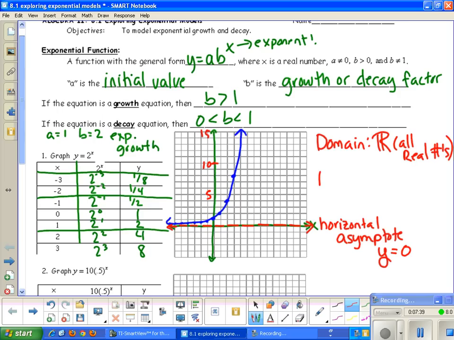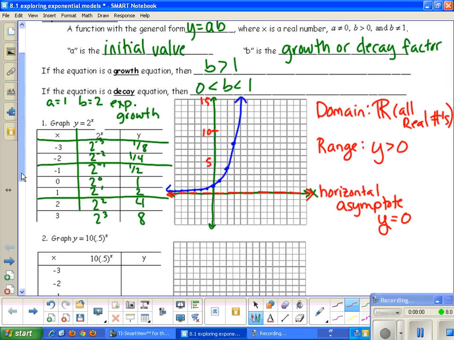And then my range, remember the range stands for all possible y values. Now if you look here, our range values are values that are above 0, but we can't be equal to 0 because we have the asymptote there. So our range is going to be y is greater than 0. So that would be exponential growth.